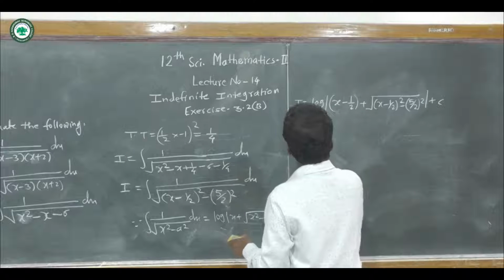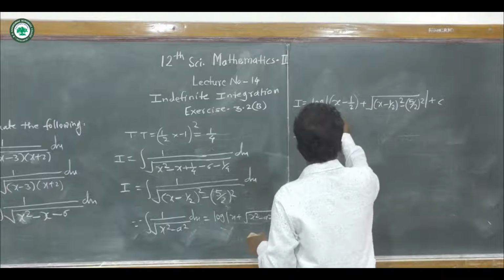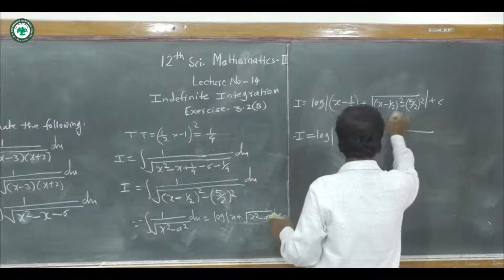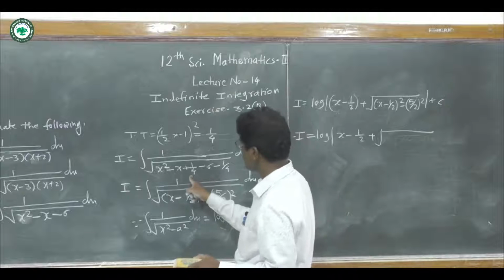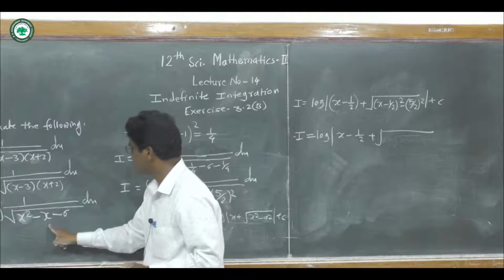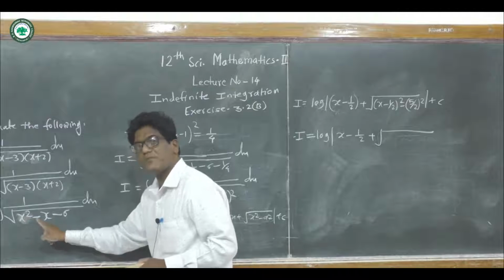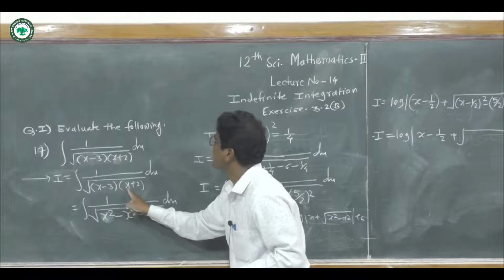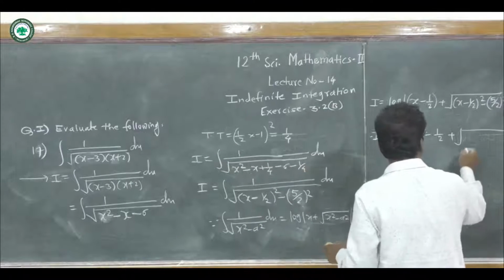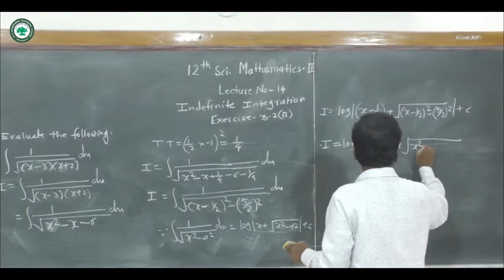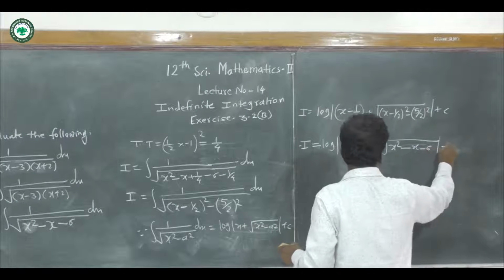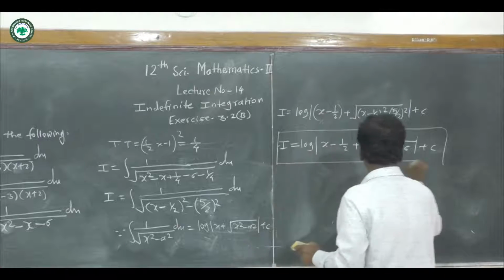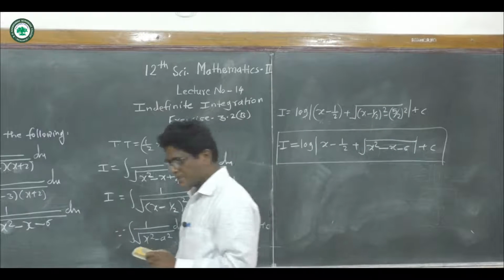So I is equal to log of x minus 1 half plus root of, now observe this square root is nothing but this. So we may write it as root of x square minus x minus 6, or we could also write x minus 3 into x plus 2. So I write x square minus x minus 6 plus the constant of integration. This is the final solution for problem number 17. Take the screenshot here.